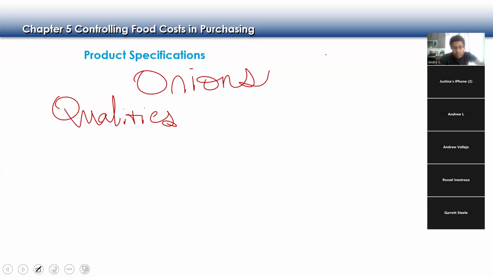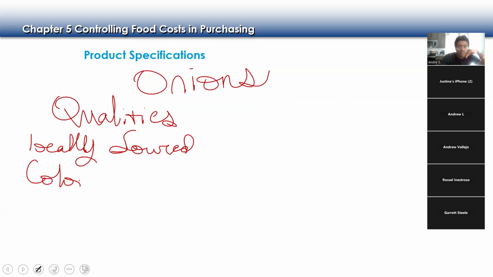So picture the produce area of the grocery store. What kinds of onions do you see in that area? So you can give me one example of a quality. I heard sourced. Garrett said locally sourced. What else? What's another quality of an onion? The color. Okay, so the color. We have red onions. We have yellow onions. White onions.